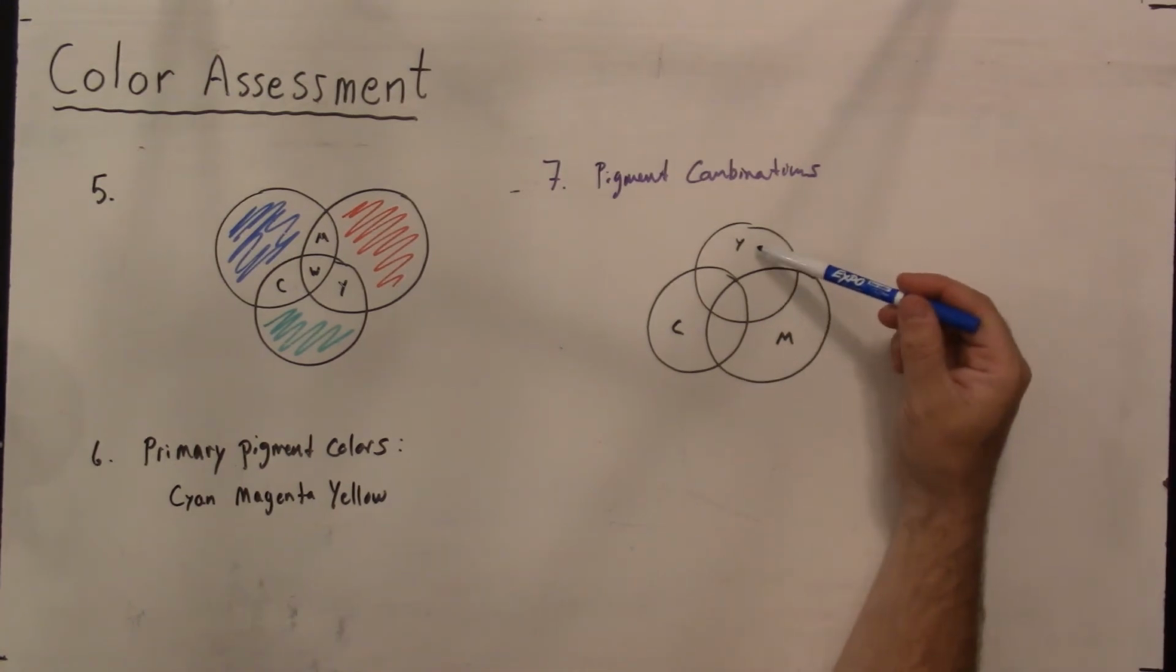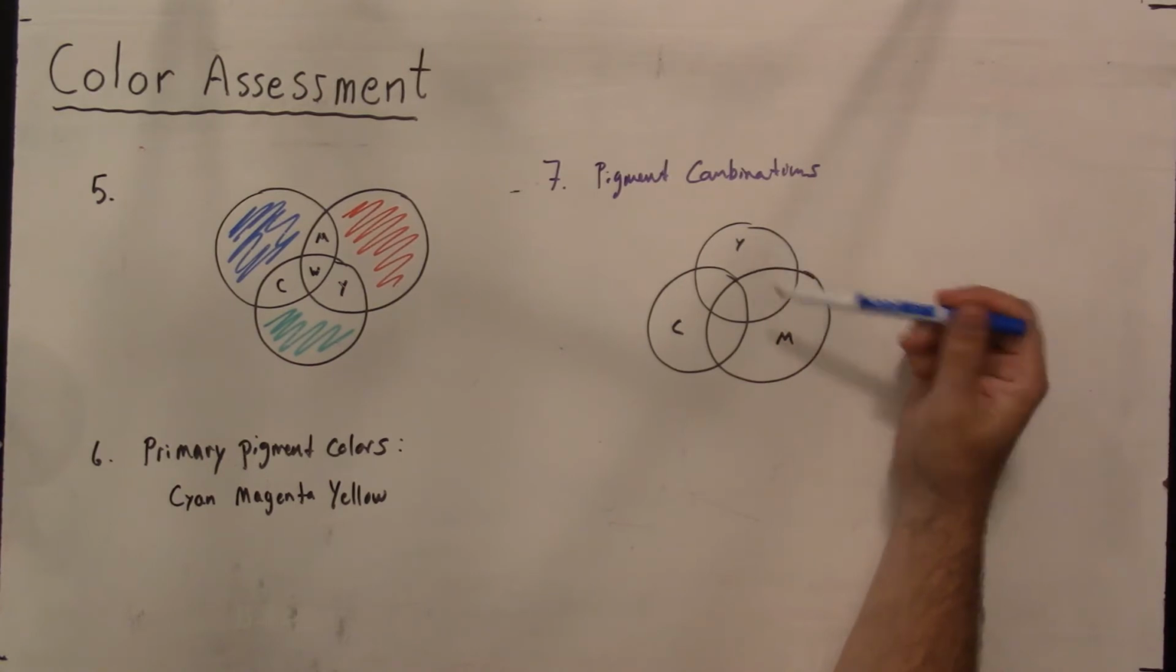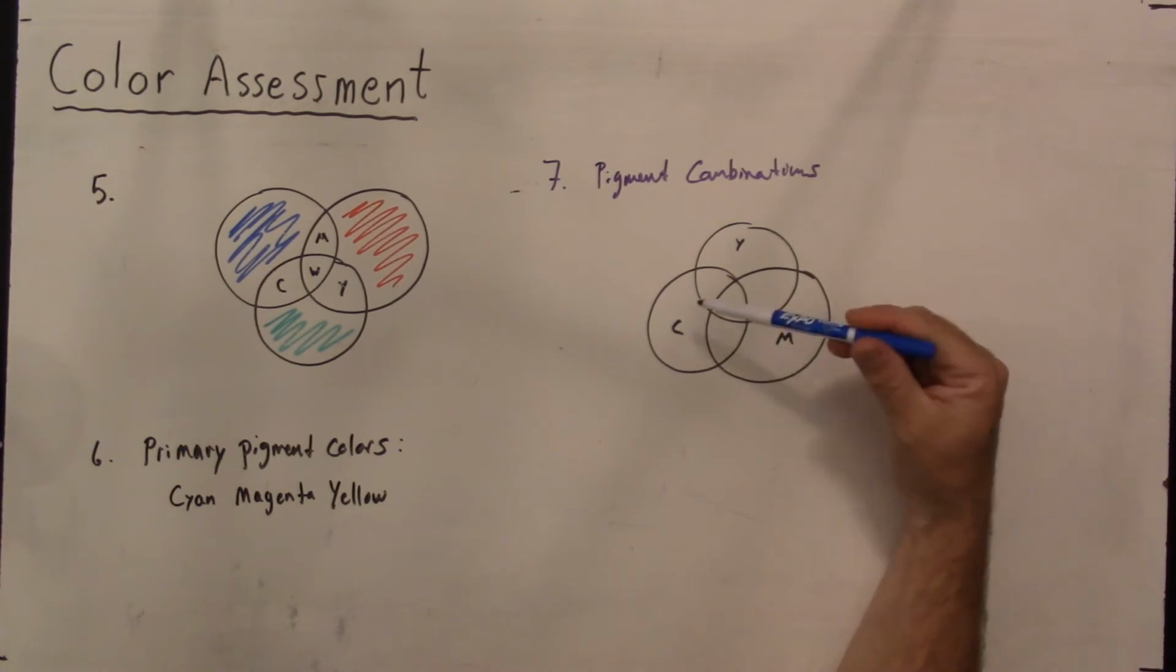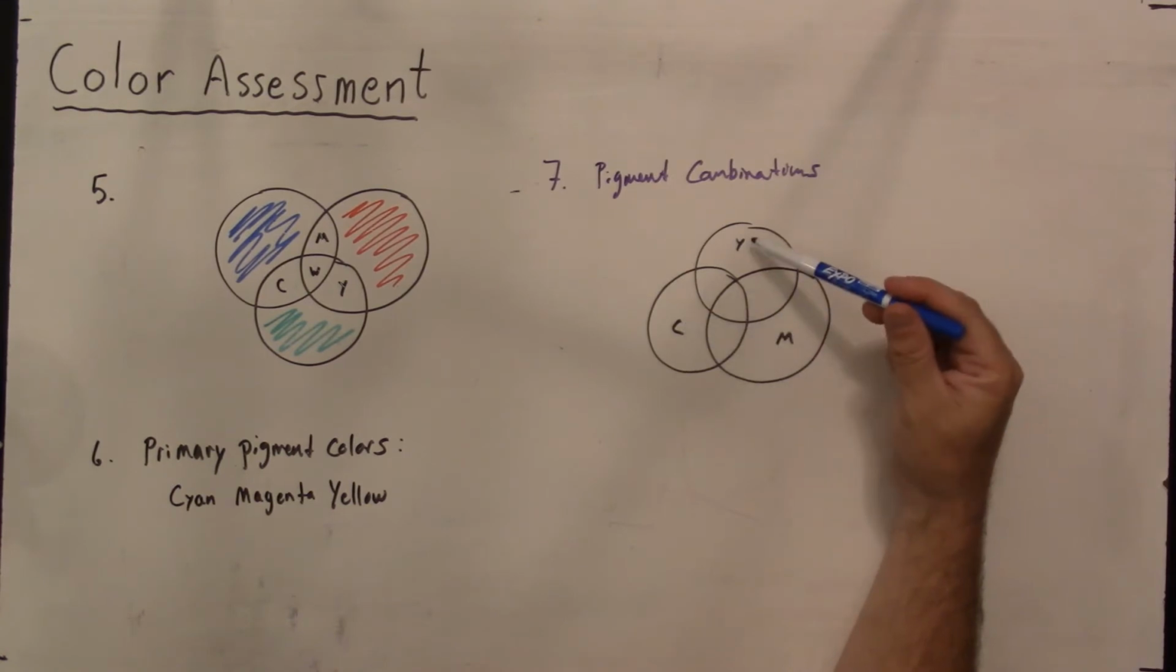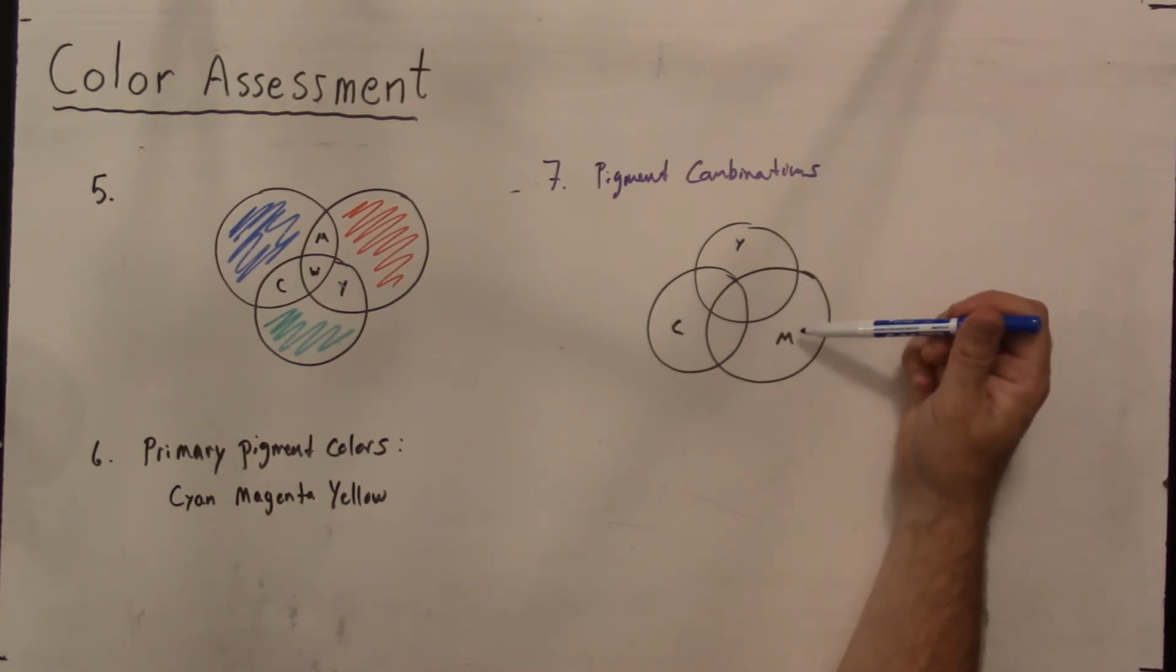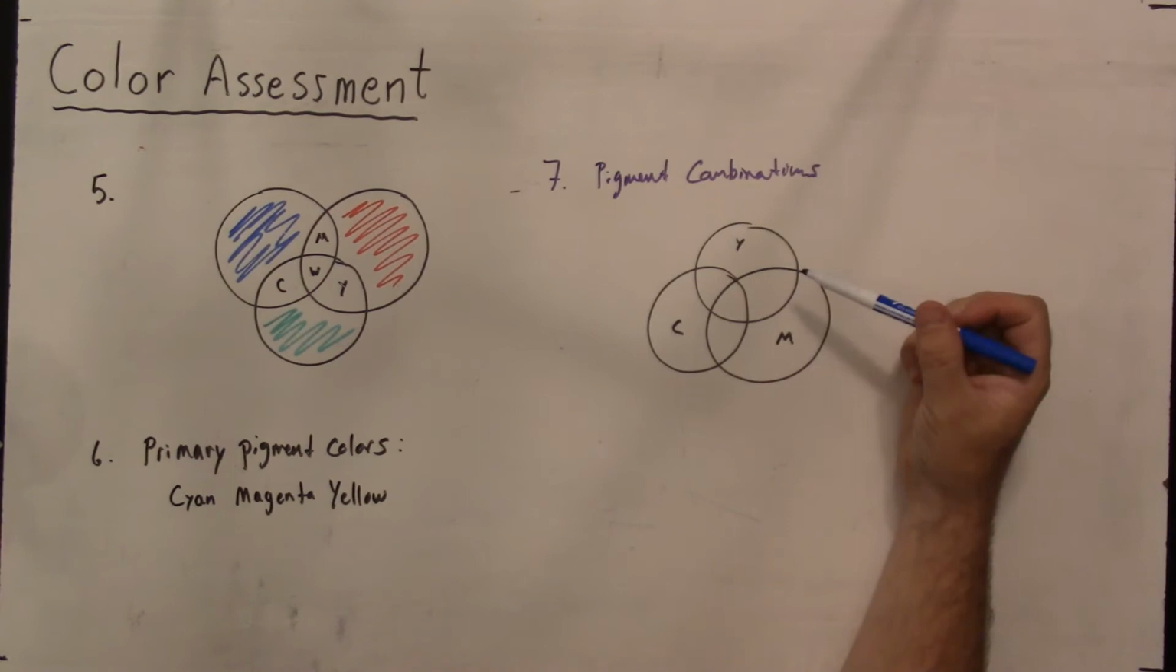So for example, yellow is white light without the blue, gives you yellow. Magenta is white light without the green, that's why it's magenta. Cyan is white light without the red. And so cyan subtracts out the red, yellow subtracts out the blue, and magenta would subtract out the green.